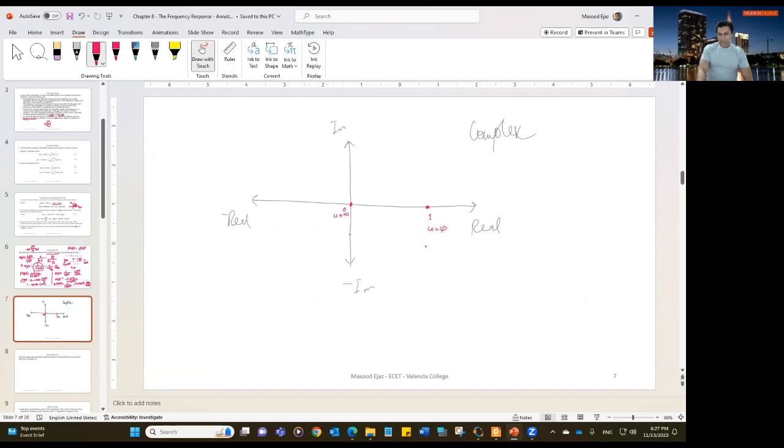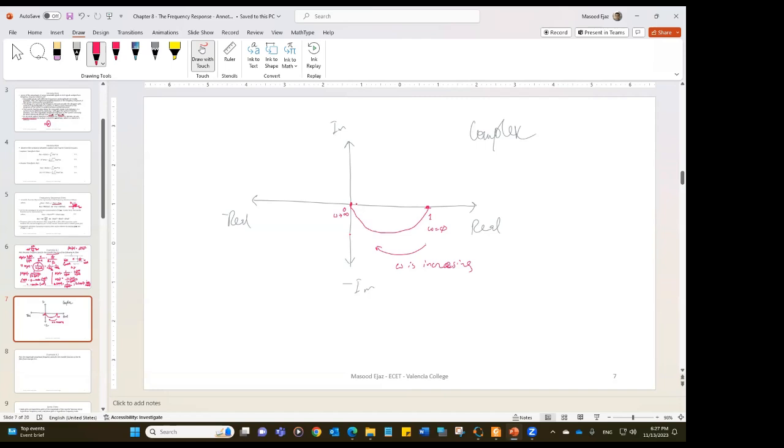So if you're changing the frequency, omega is increasing from 0 to infinity. Your plot is going to move from 1 to 0. And it's going to be a semicircle actually when you plot it. Something like that.